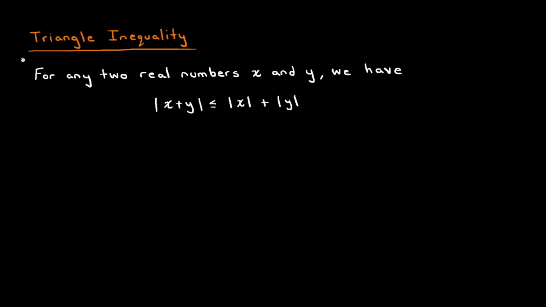Let's begin by covering the triangle inequality. The triangle inequality states that for any two real numbers, x and y, we have the following relationship. The absolute value of x plus y is less than or equal to the absolute value of x plus the absolute value of y. To prove this result, we will begin by doing a little bit of rough work or scratch work on the side, and then we will write out the full formal proof.